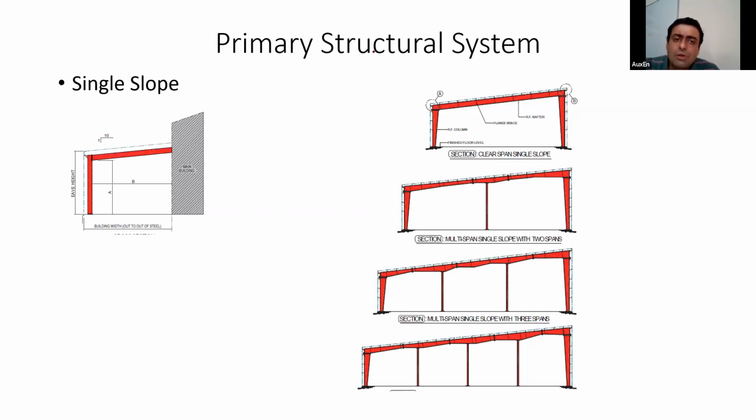So this was a monoslope. This is a monoslope with no column. This is monoslope with one internal column, with two internal columns, three internal columns, and so on.